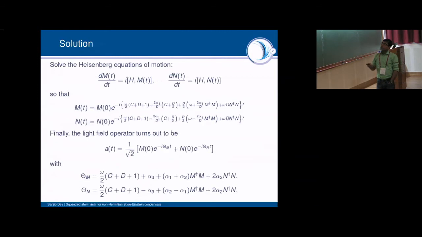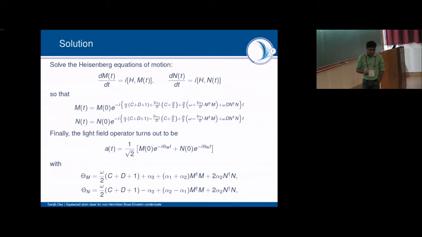And we can solve the Heisenberg equations of motion. This is a pretty standard procedure, so we just replace the operators and get the solutions. And finally, we have the optical field in terms of these operators, theta m and theta n, which are slightly complicated in terms of mathematics. So anyway, we have the solution.